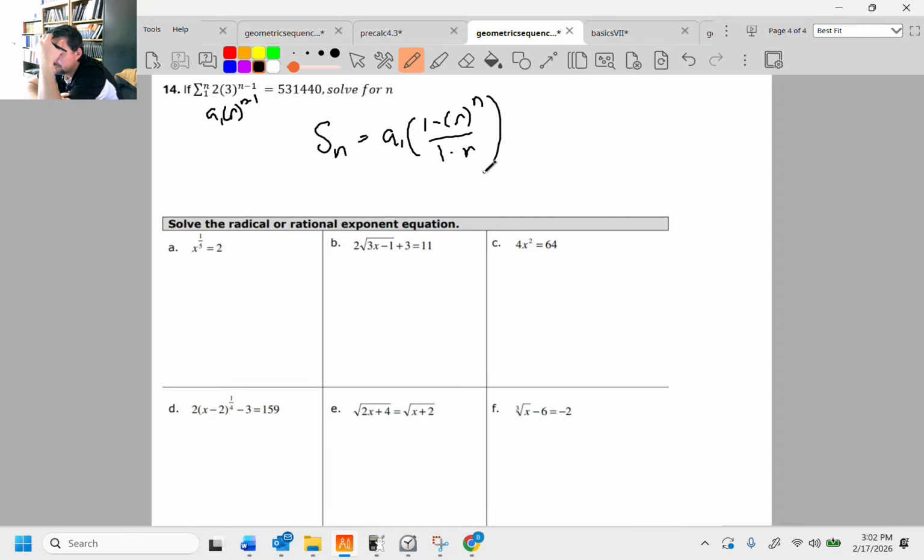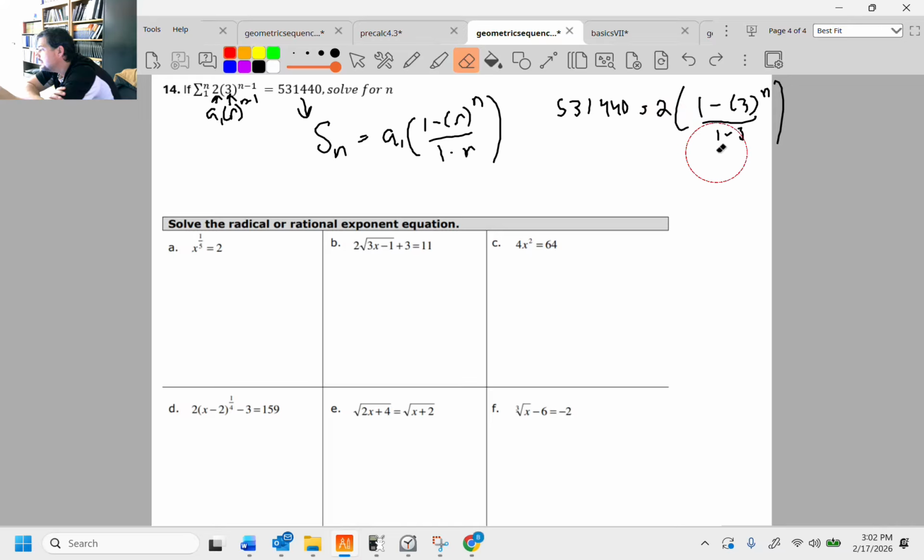This is a rough little problem. That's the sum. The first term is 2, and the ratio is 3. Notice first term, ratio. So 531,440 must equal the first term of 2 times 1 minus the ratio of 3 to the nth power, sitting pretty over 1 minus 3. Now we're going to do this old school by hand. 1 minus 3 is a negative 2. 2 over negative 2 would make that whole set of parentheses negative because it's negative 1.